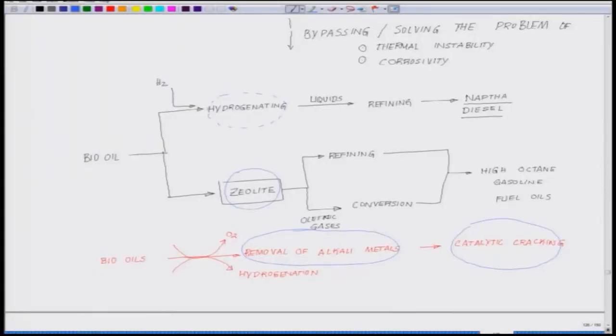The second thing is that these kinds of materials have a significant percentage of alkali metals that has to be removed. And while removing the alkali metals, there is another process which is followed, which is called catalytic cracking. What does that mean? So, now, let us take a step backward. The first word which I have mentioned here is, if you remember, I told you about the zeolites. So, what does this word bring to your mind? What is a zeolite?